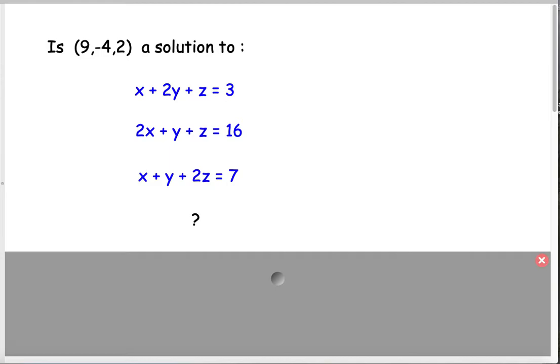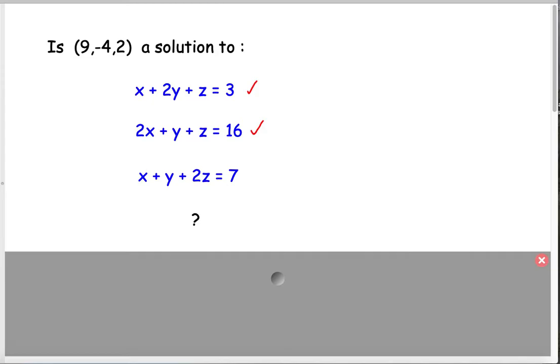Well, if we try in the first equation 9 for x, negative 4 for y, 2 for z, that does equal 3. So it seems pretty good. Let's try it in the second equation. 2 times 9 is 18, minus 4 is 14, plus 2 is 16. Check. Looking good. Let's try the last equation.